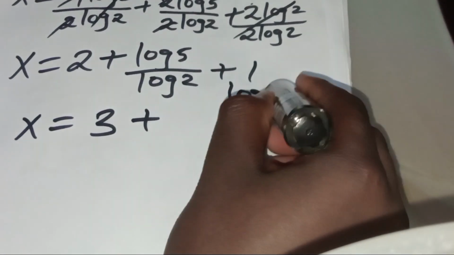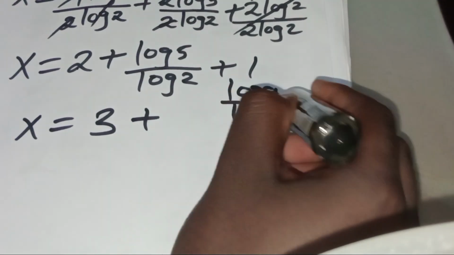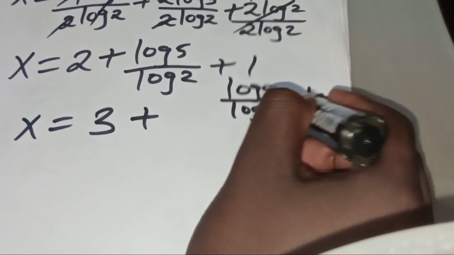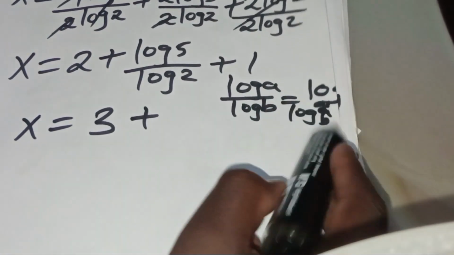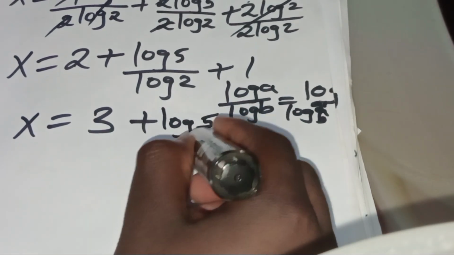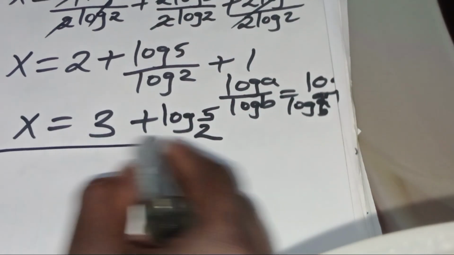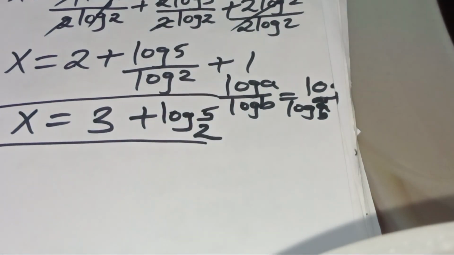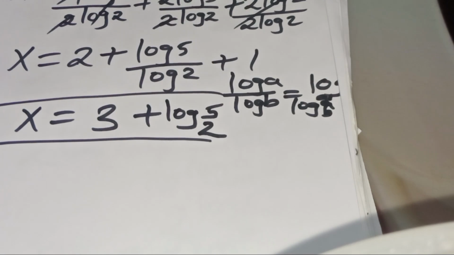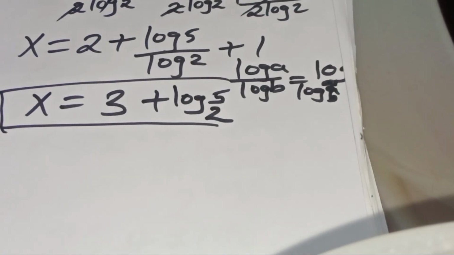This is in the form of log a divided by log b, which we can express as log a to base b. Now let's apply this. So we'll have log 5 to base 2. Now this is the value of x. So let's verify that this value of x actually satisfies the equation by following these steps.